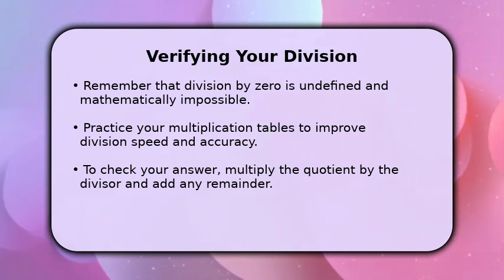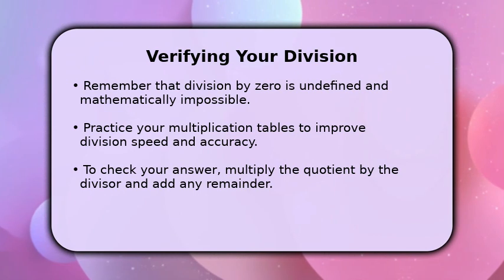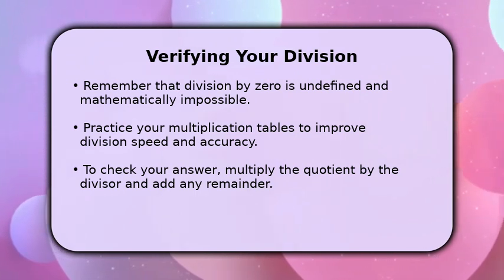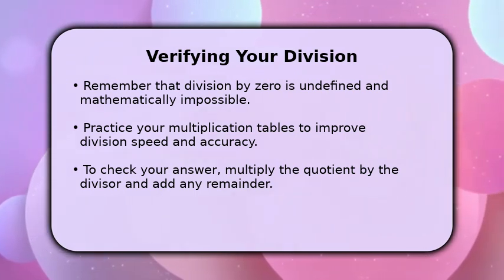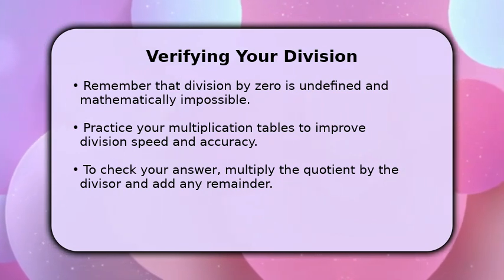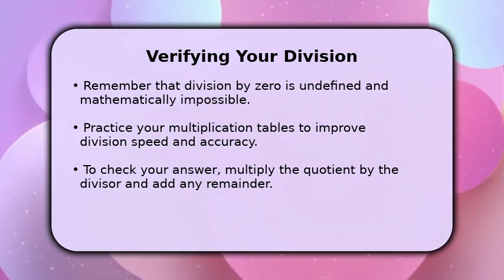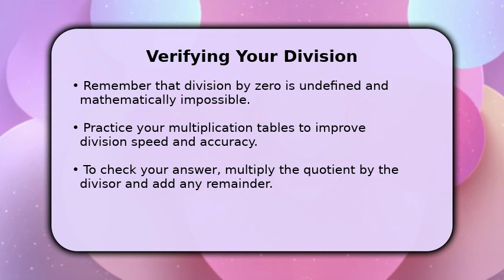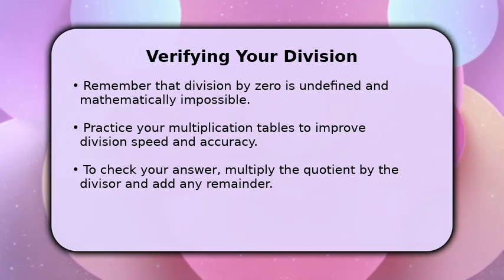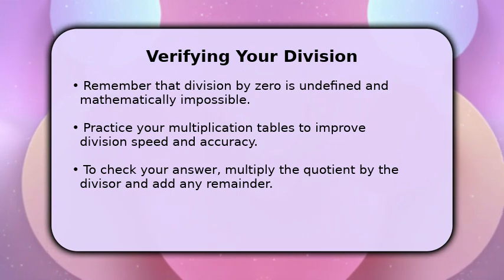To verify your answer, simply multiply your quotient by the divisor, then add any remainder. This sum should perfectly match your original dividend, confirming your calculation is correct. This simple check ensures accuracy and builds confidence in your mathematical abilities.